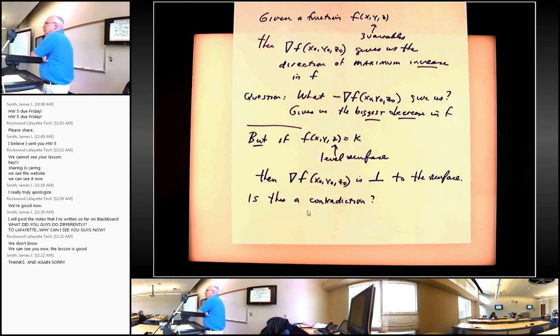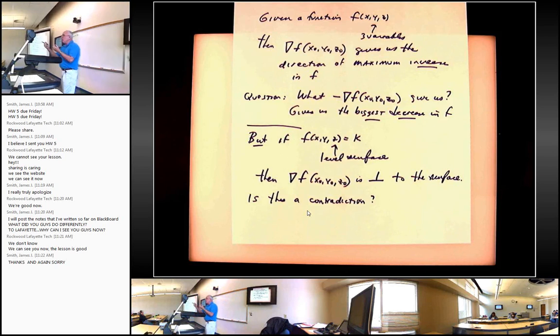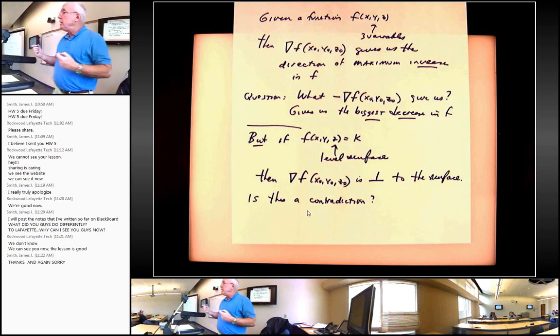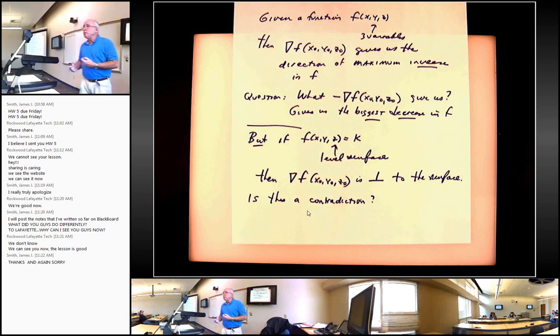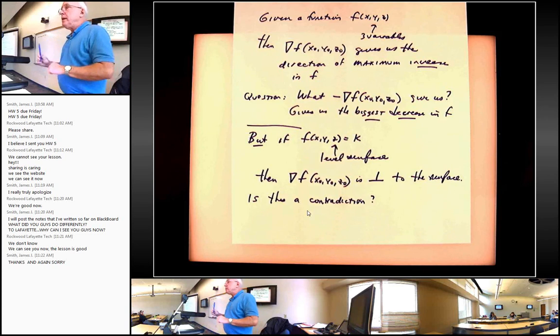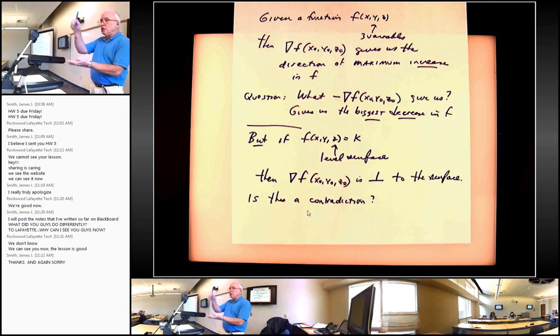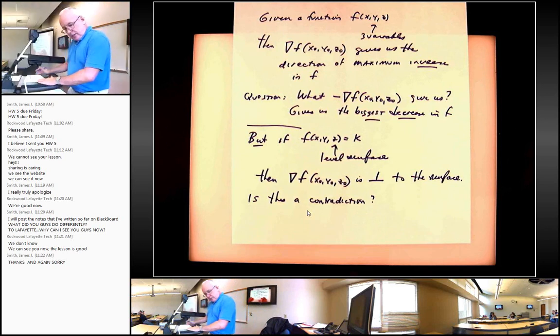Well, let me stop the suspense here. On a level surface, if we're moving along a level surface, the value of the function doesn't change at all, because that's what a level surface is, where there's no change in the actual value of the function. So if the gradient gives us the biggest change in the function, intuitively it would make sense that that would have to be kind of far away from the direction of the surface as possible, which is perpendicular to the surface.